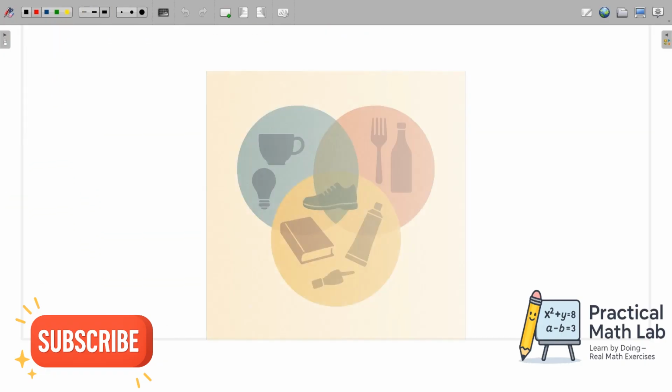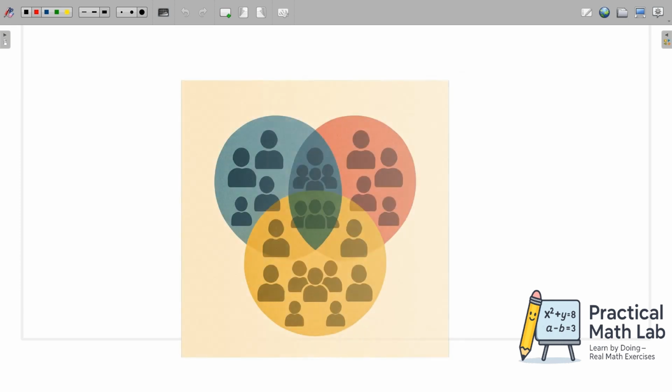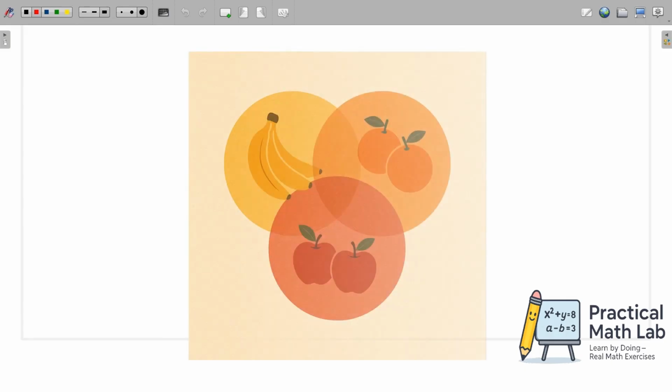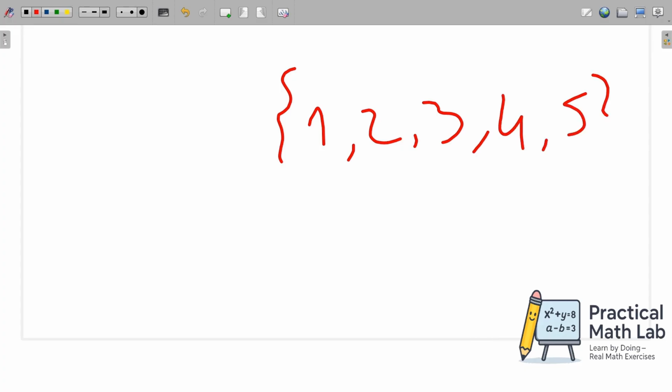Have you ever thought about how we group objects, people, or ideas in our everyday life? In mathematics, a set means a collection of objects that share some common characteristic. They can be fruits, people, numbers, or even musical preferences. For example, apple, banana, and orange can make up a set of fruits. The numbers 1, 2, 3, 4, and 5 are a set of natural numbers less than 6.